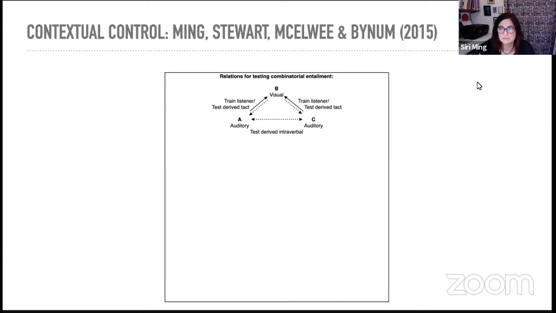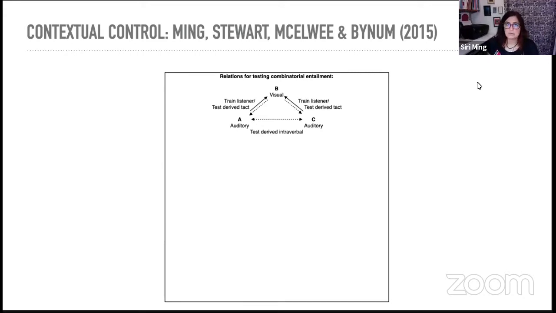When we're looking at testing for combinatorial entailment or testing for equivalence, generally this would be one setup that you could do. There's one visual stimulus, an auditory stimulus, and an auditory stimulus. You can train the listener, test for derived tacting and derived intraverbal responding, or you could do vice versa. You could train the tact and then test for the derived listener responding. And in some of our research, we did one versus the other.